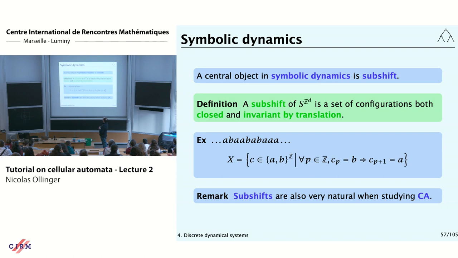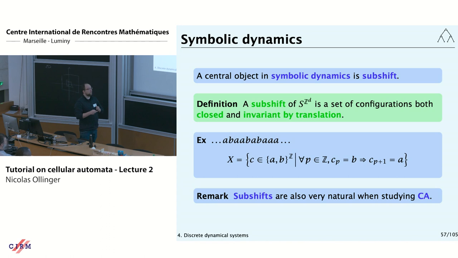An example that you might have seen, but not on Z, but on N, when you did your Walnut exercises yesterday, I think. Consider the set of configurations on the alphabet A, B, where when you see a B in a position, you have an A in the next position, always. This set is certainly closed, because that property, when you do an extraction, will still be fulfilled. It's a local property. And it's invariant by translation because it's for all positions. So subshifts play a natural role when studying cellular automata.